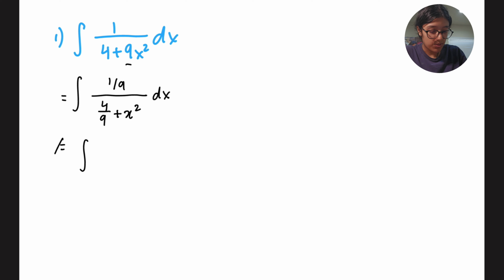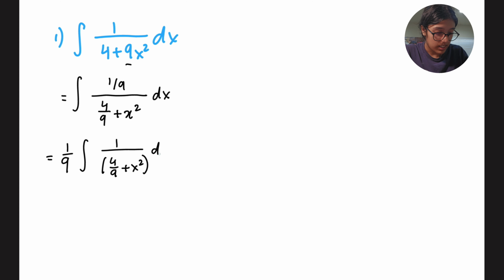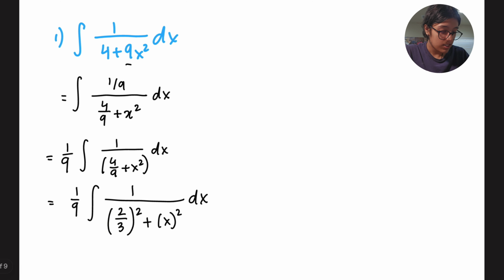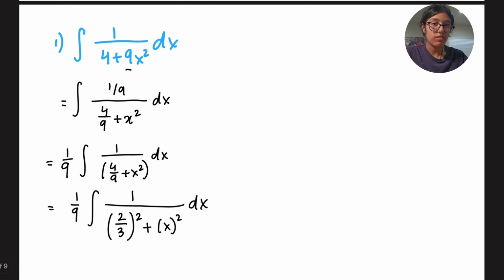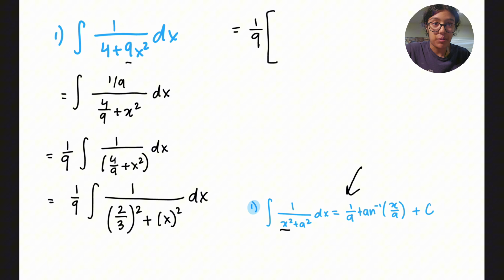Equals 1/9, the integral of 1 over 4/9 plus x squared dx. Whenever we're dealing with problems like these where we have to apply one of these special integrals, I am going to change this into something squared. So 4/9 equals something squared. In other words, I'm going to change it to 1/9 integral of 1 over (2/3) squared plus x squared. And this way, this is actually in the form of one of our special integrals. This is the formula we will be applying.